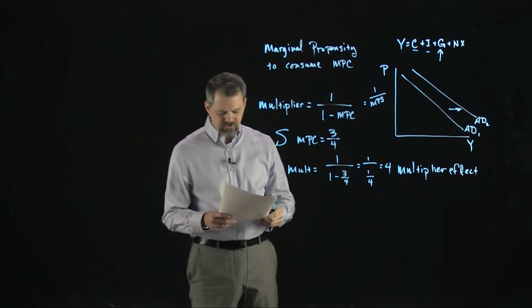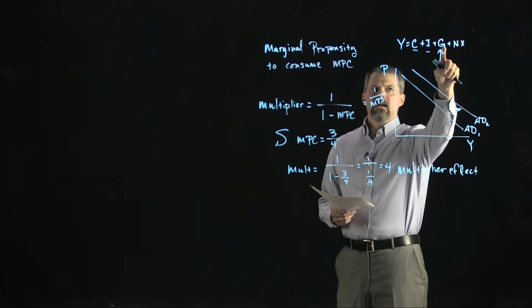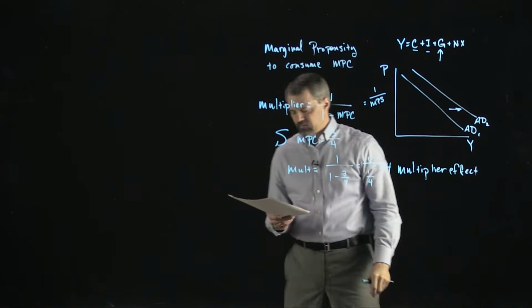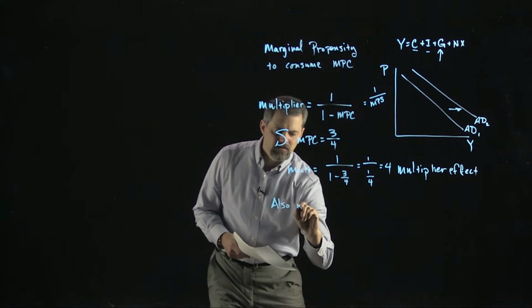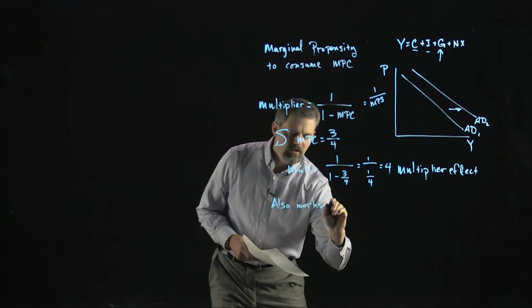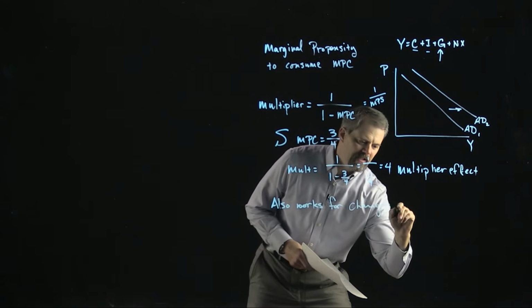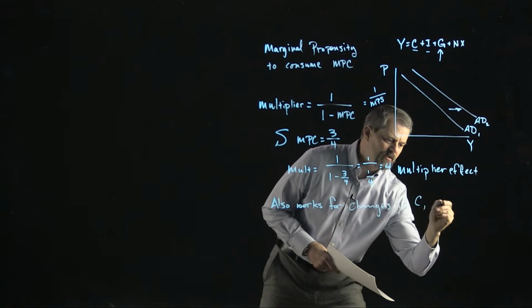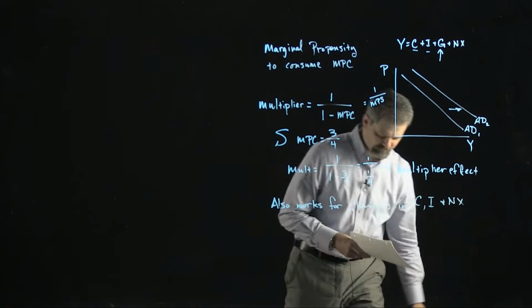Okay? So marginal propensity to consume is very straightforward, and it's not just restricted to the impact of a change in government spending. This also works for changes in consumption, investment, and net exports.